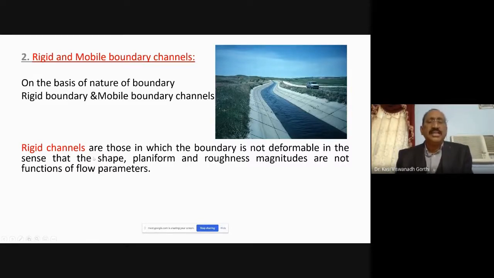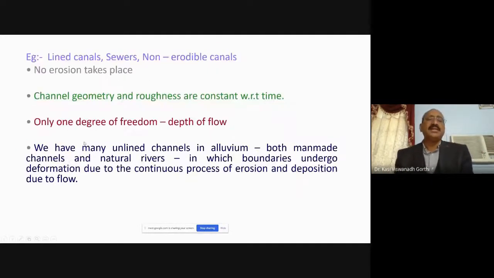So rigid channels are those in which the boundary is not deformable, in the sense that the shape, planform, and the roughness magnitudes are not functions of the flow parameters, irrespective of the discharge, irrespective of the velocity that is taking place in the canal. The shape will not change, the cross-section area will not change, the roughness magnitudes also will not change. Such a channel is called a rigid channel. On the other side, a mobile boundary channel is the one where you have these parameters changing.